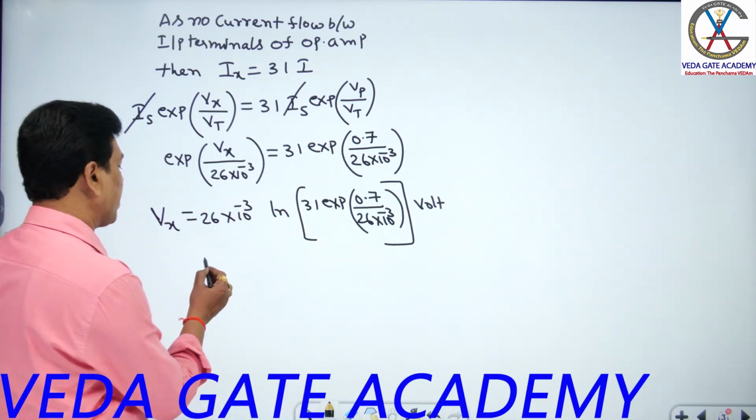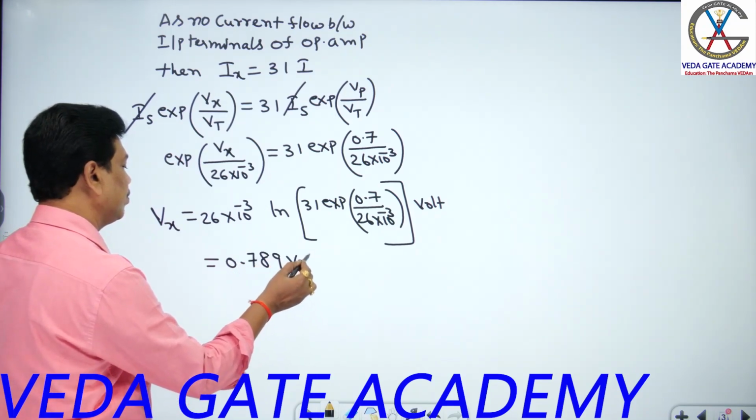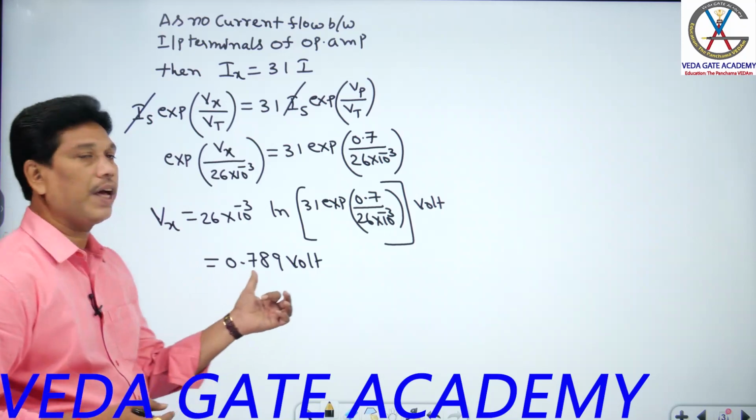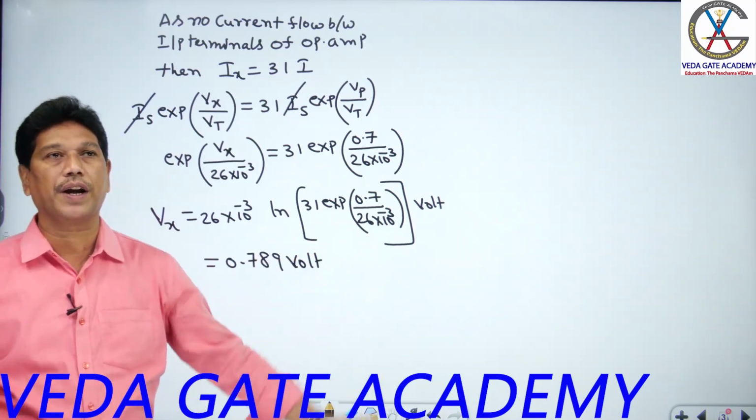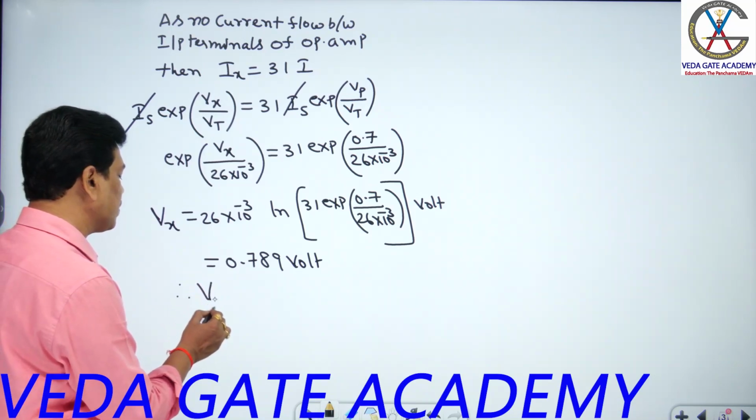How much you may get? This one means 0.789 volt. So simplifying that, I can get that Vx value, students, 0.789 volt you can call. Therefore now I can come back to the output V0, students.